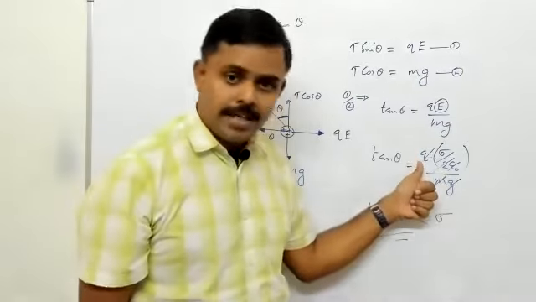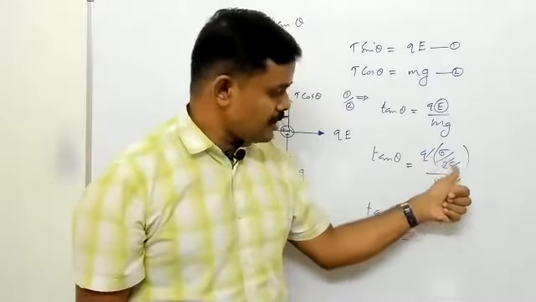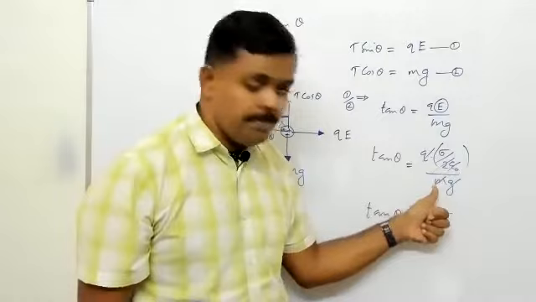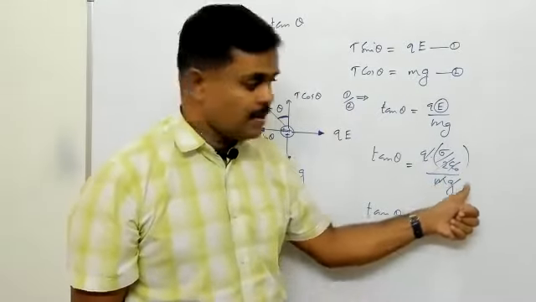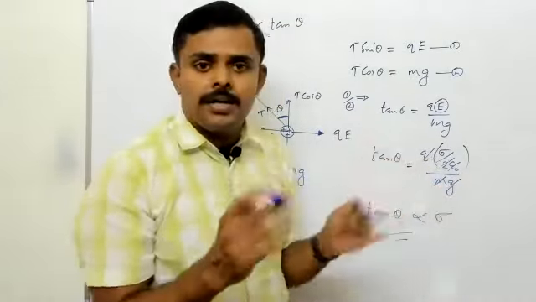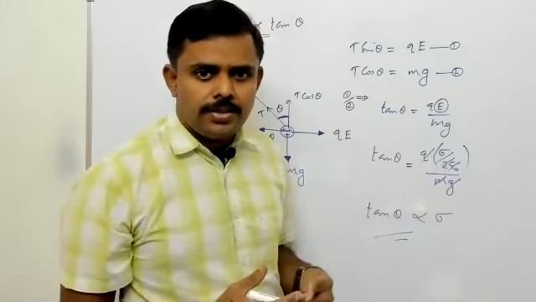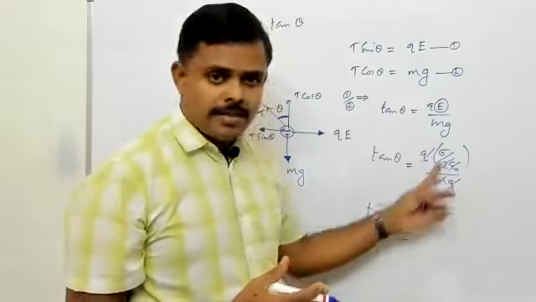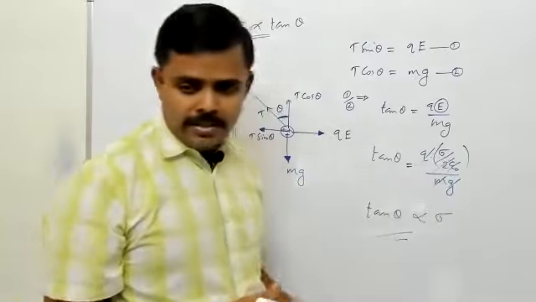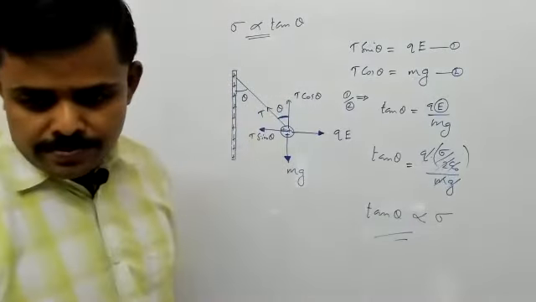Here, Q is a constant, 2 is a constant, epsilon 0 is constant, M is constant, G is constant. All of them can be taken as a single constant. How do you remove that constant? By putting a proportionality. Sigma alone is there, proportional to tan theta. Did you understand this? Question number 10 is again an important one.